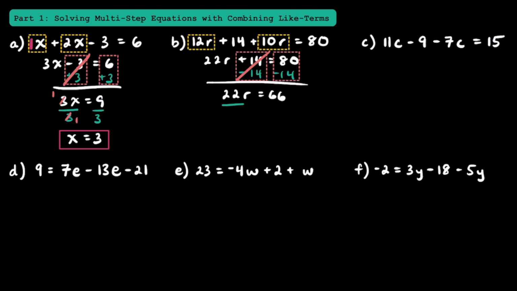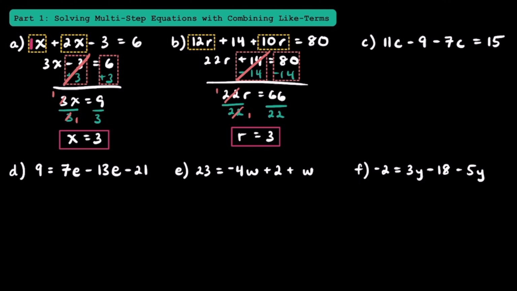To solve for 1r, we can use the division property of equality and divide both sides by 22. These 22's are going to cancel out to make 1. And since 66 divided by 22 is equal to 3, we can say 1r, or just r, is equal to 3. This is the solution to this equation.